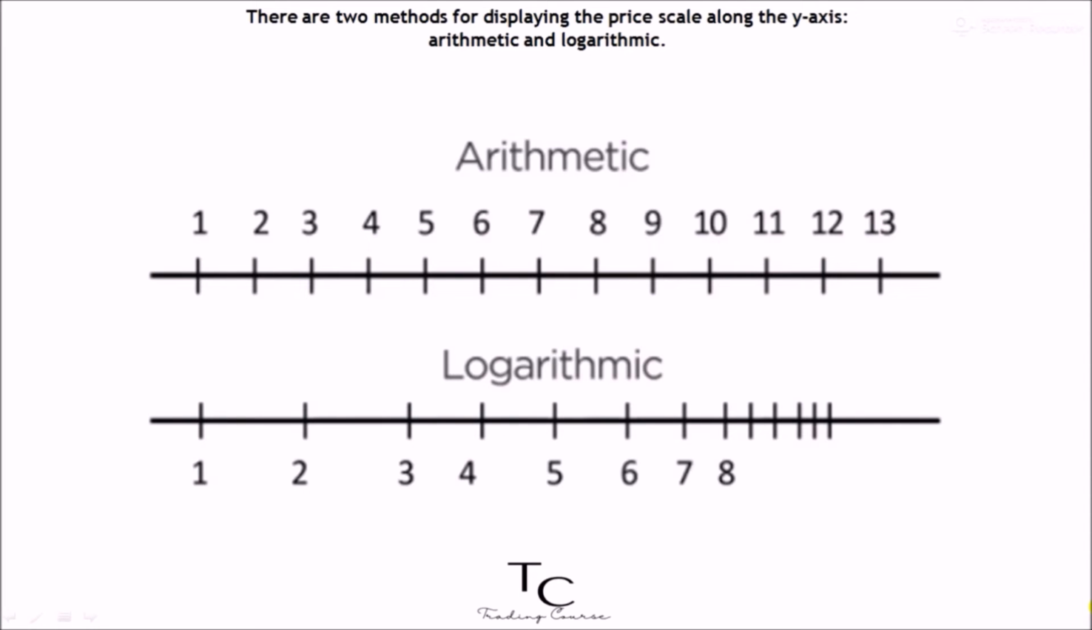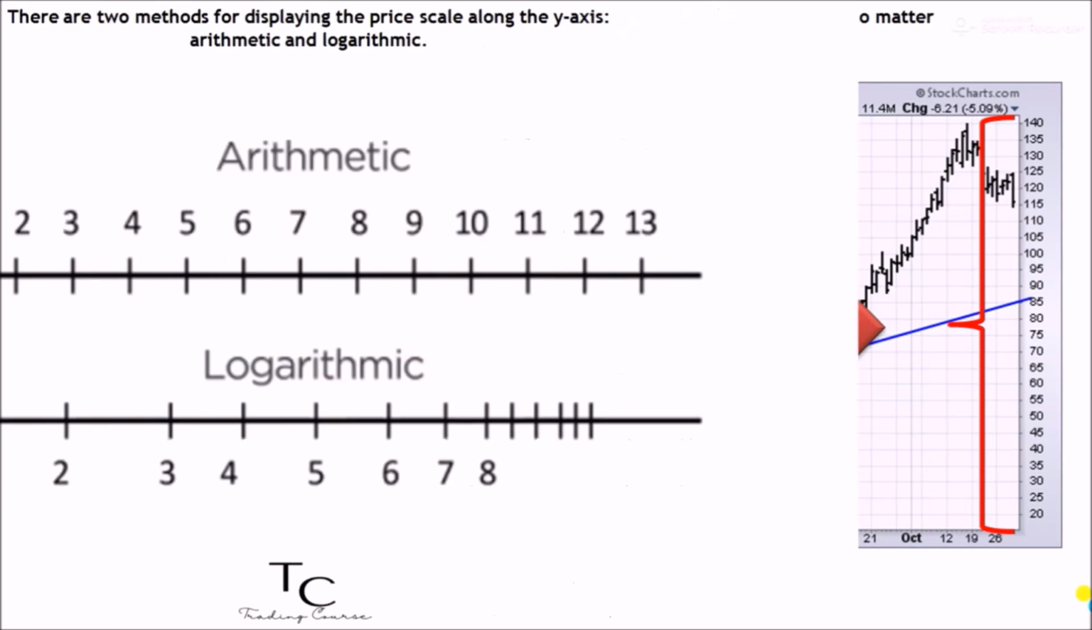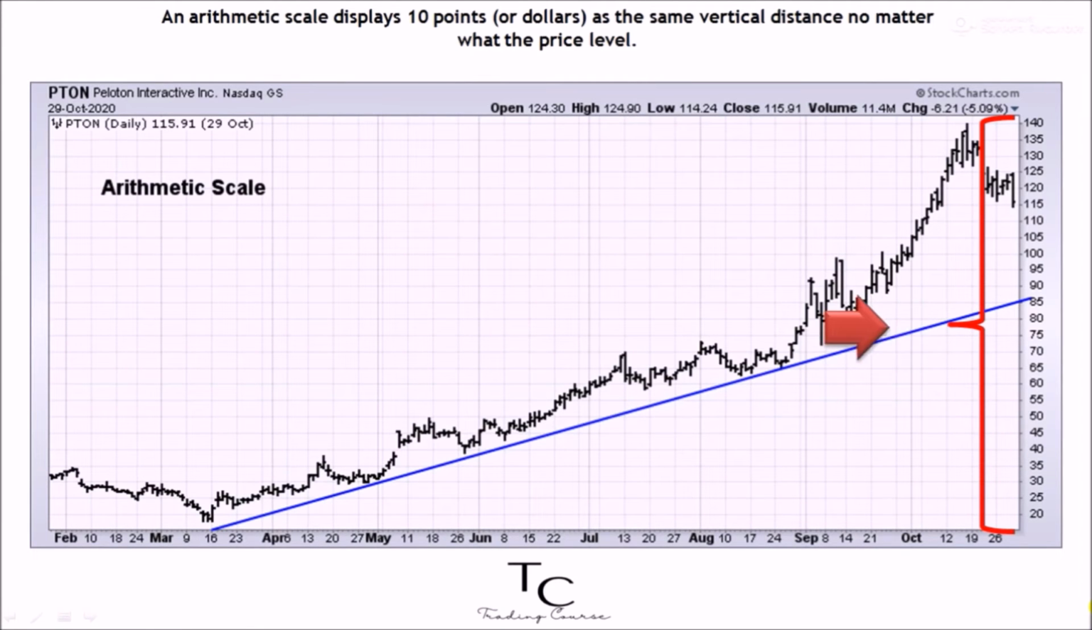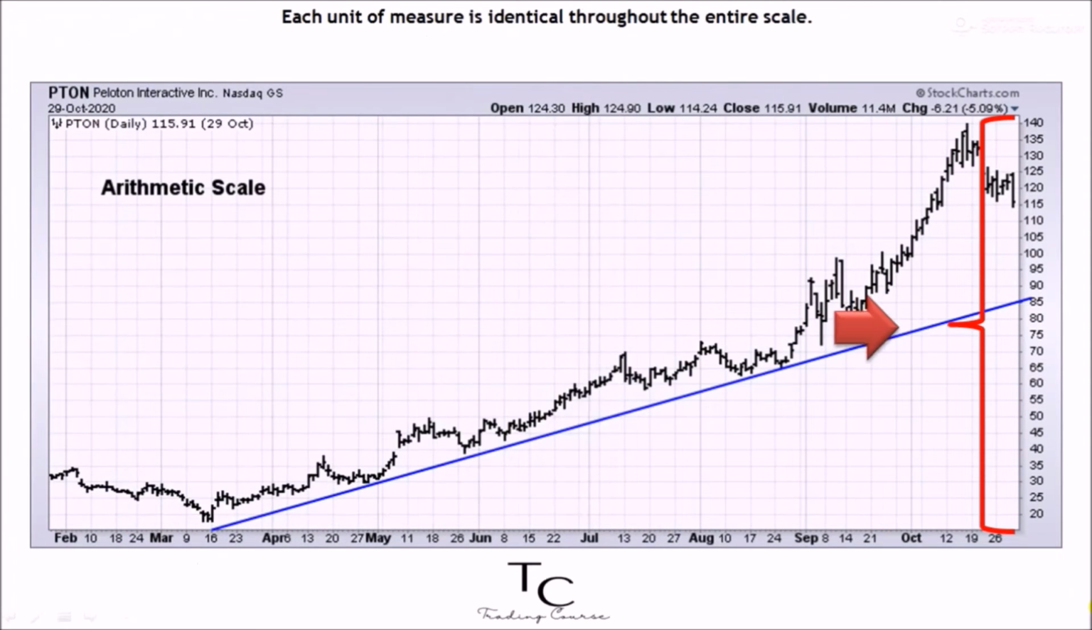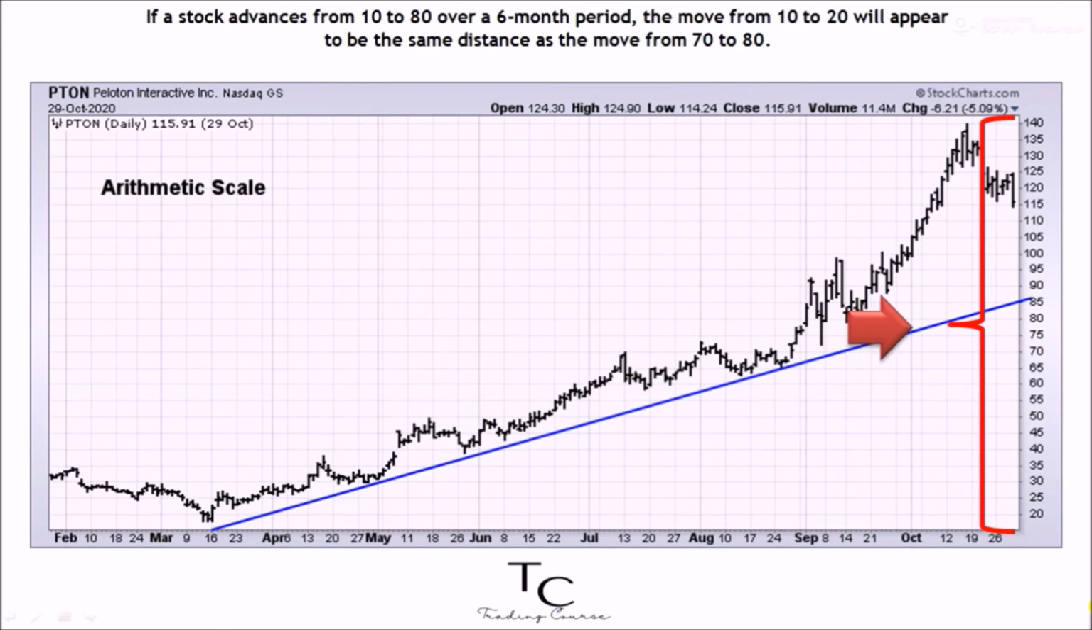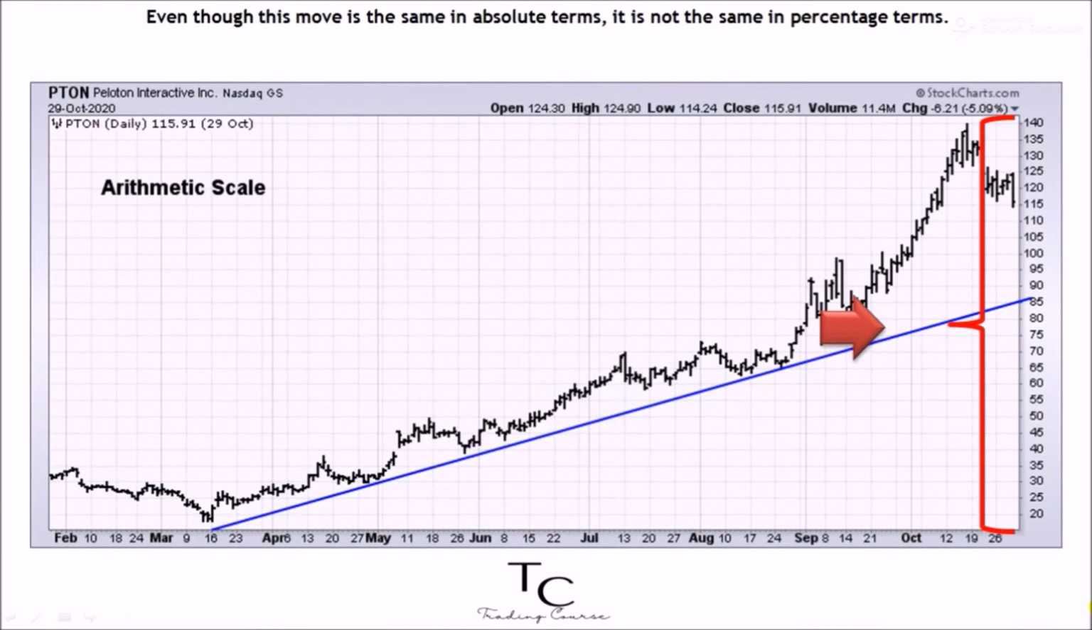There are two methods for displaying the price scale along the y-axis, arithmetic and logarithmic. An arithmetic scale displays 10 points, or dollars, as the same vertical distance no matter what the price level. Each unit of measure is identical throughout the entire scale. If a stock advances from 10 to 80 over a 6-month period, the move from 10 to 20 will appear to be the same distance as the move from 70 to 80, even though this move is the same in absolute terms. It is not the same in percentage terms.